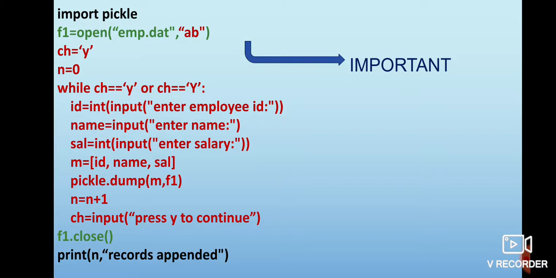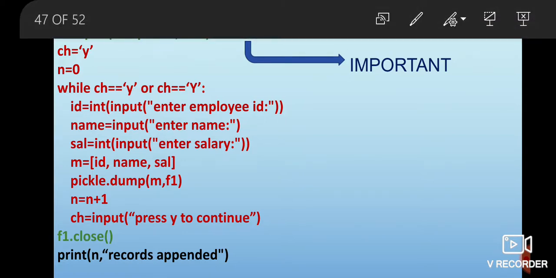And after this, the work is very similar. You are taking a variable ch, storing the value y in it, so that the loop runs till the value of ch remains y. And I am taking a counter variable also here because I want to keep a record of how many objects are appended. So I am keeping n initially 0 and I will increase n every time I append a new object in the file. So this is the condition: till ch remains y, you have to insert the new objects.